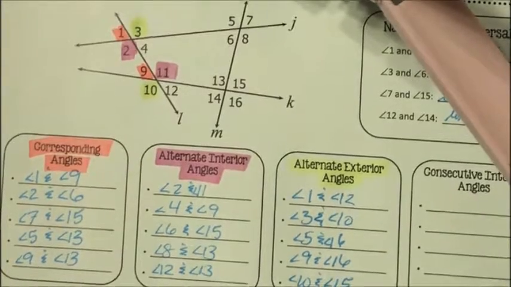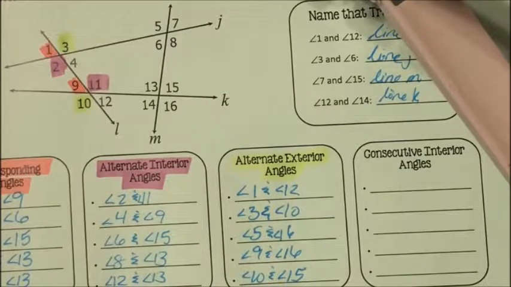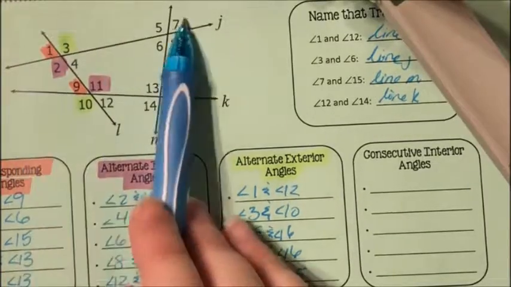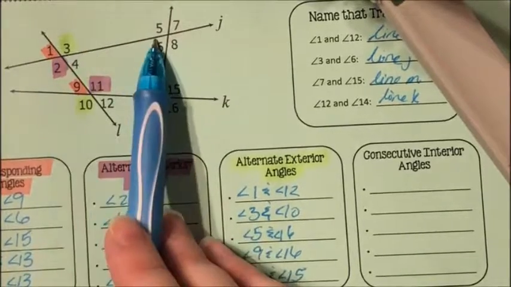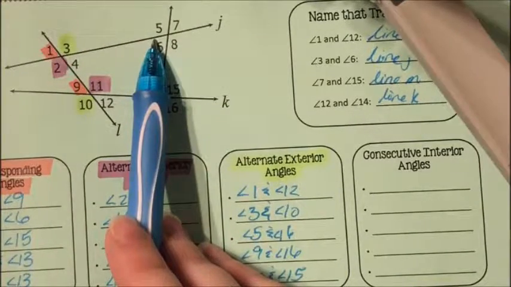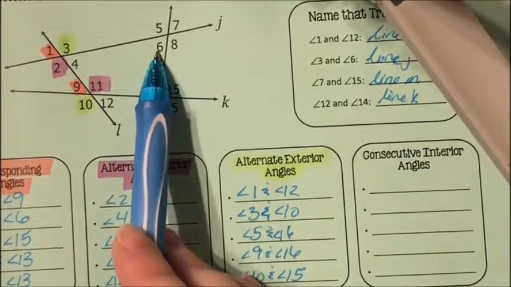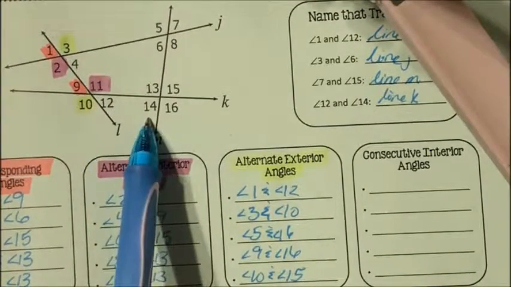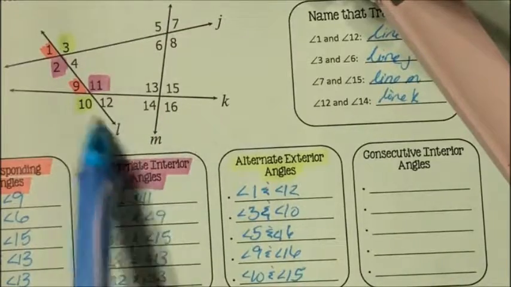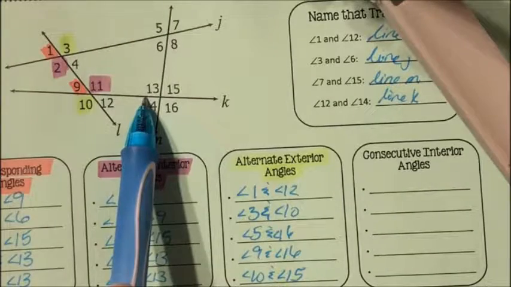All right. Last thing I want to talk about is consecutive interior angles. So I'm looking at the transversal, and they're the ones that are right next to each other on the inside. Okay, so like 3 and 5 are consecutive interior angles. 4 and 6 are consecutive interior angles. Okay, for K it would be 11 and 13 and 12 and 14. For L it would be 4 and 11, and for M it would be 6 and 13.